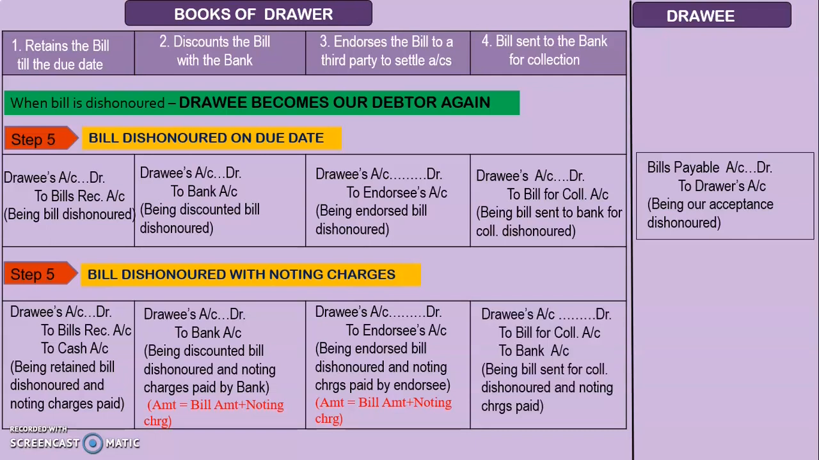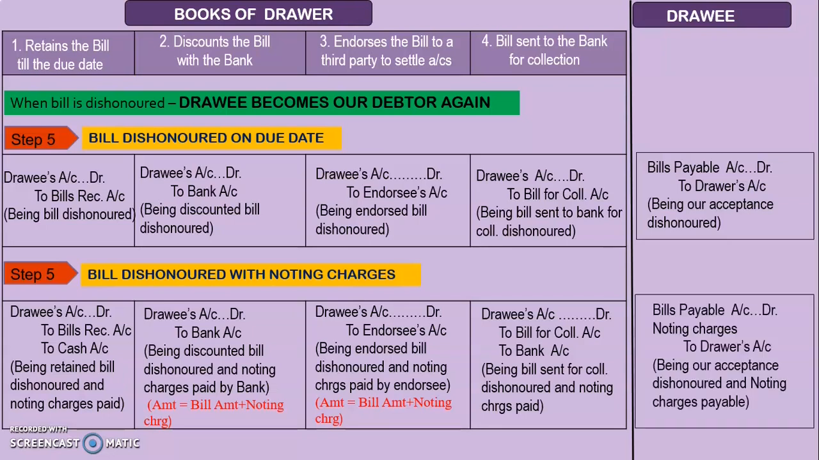And in case of bill sent to bank for collection, drawee's account will be debited with bill amount plus noting charges. Bill sent to bank for collection account will be credited by the amount of bill, and to bank account, here we write the amount of noting charges. This noting charges is the expense of the drawee. So the entry in the drawee's book will be bills payable account debit, noting charges account debit to drawer's account. So drawer's account will be credited with the amount plus the noting charges.